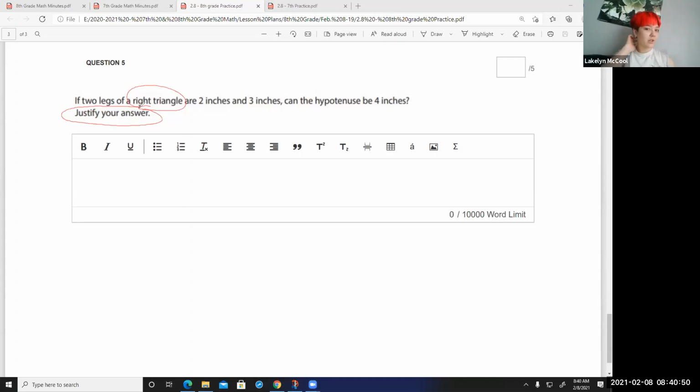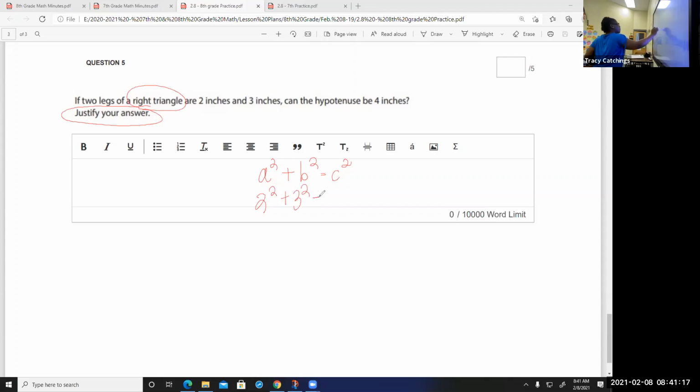First, we need to work the equation. All right, what's the equation? Two squared plus 3 squared equals 4 squared, I think. How you know 4 is your C squared? Because it's the hypotenuse. Good job. It's the hypotenuse, and the hypotenuse is always the longest side.